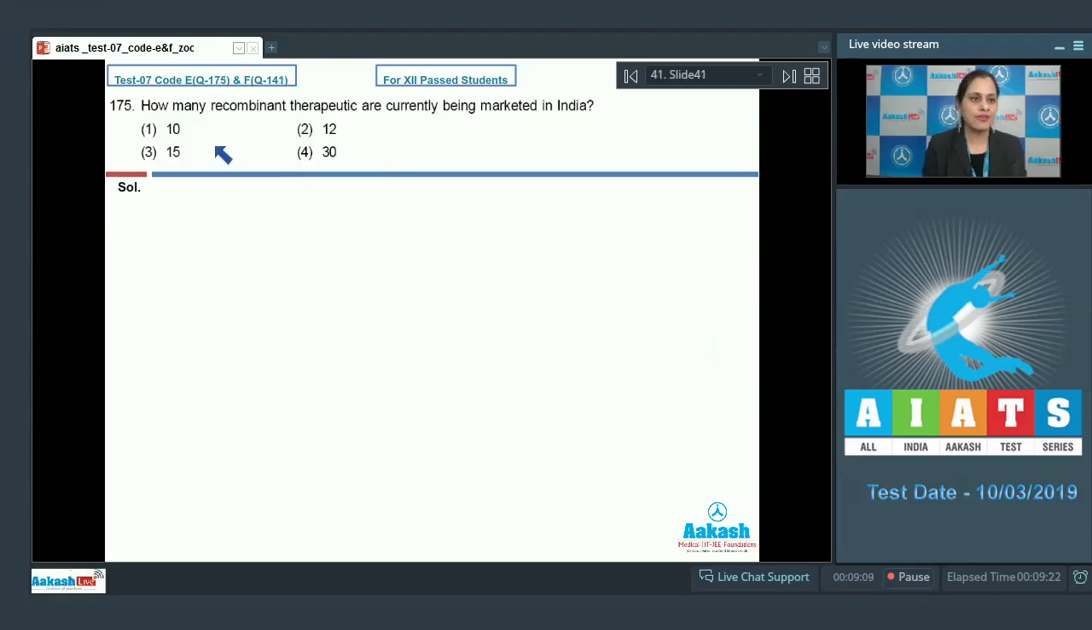Question number 175. How many recombinant therapeutic are currently being marketed in India? And the options are 10, 12, 15 or 30. And the correct answer to this question is option number 2, 12. Whereas rest of the options are incorrect. 10 and 15 are incorrect options and 30 is an incorrect option. Because at present, about 30 recombinant therapeutics have been approved globally and only 12 of these presently being marketed in India. So the correct answer to this question is option number 2, 12 and not 30. Let's discuss our next question.